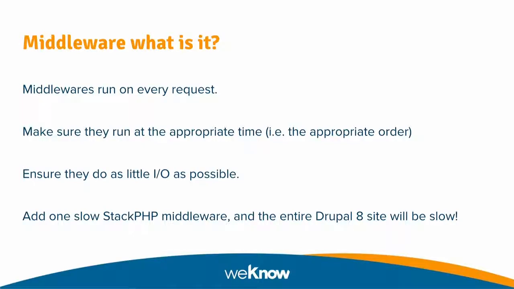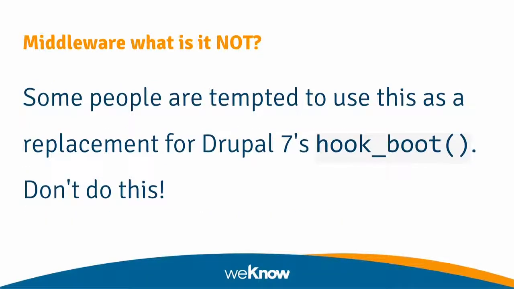There are specific locations where you can put your logic, and you have to make sure that it's running at the right time. You have to make sure that they do as little input-output as possible. Input-output, I mean database queries, which at the end of the day have to access the disk, or disk access itself. If you add one slow stack PHP middleware, the entire site will be slow because it runs on every single request, right? If you're doing too much on one of these plugins, it's just going to slow your site down.